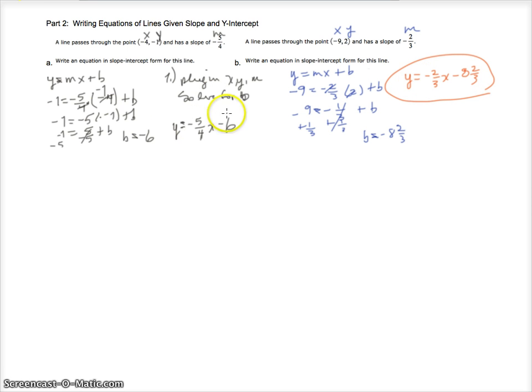And these are my answers. So remember, gang, just use what they give you, solve for b, and rewrite your equation.